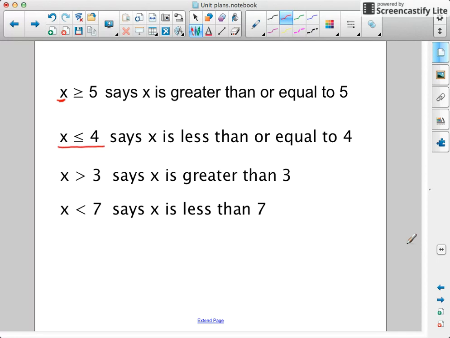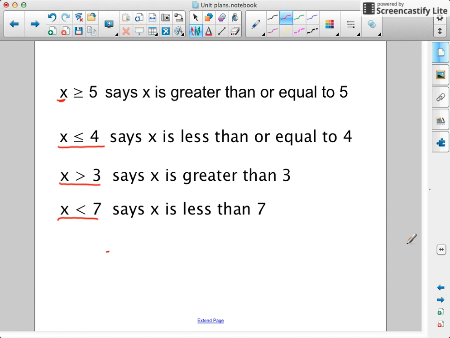Okay, this one says x has to be less than, or it could be equal to 4, but it can't be greater than. It has to be less than or equal to. This one here says x has to be greater than 3. And finally, this one says x has to be less than 3. Remember, the alligator tries to eat the larger value.